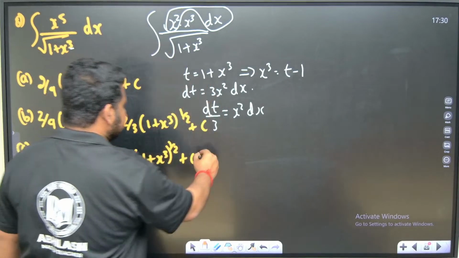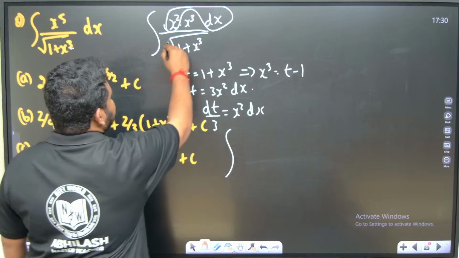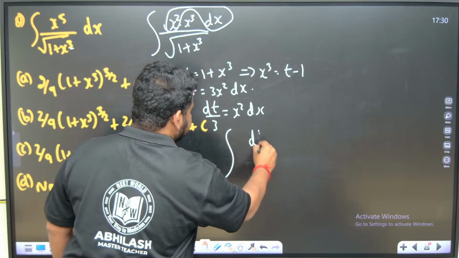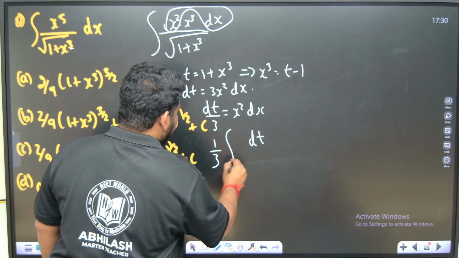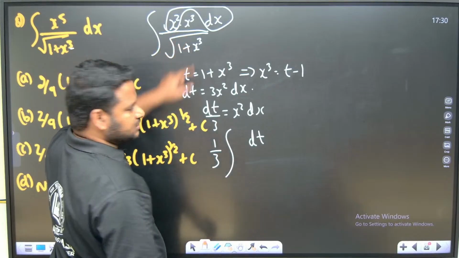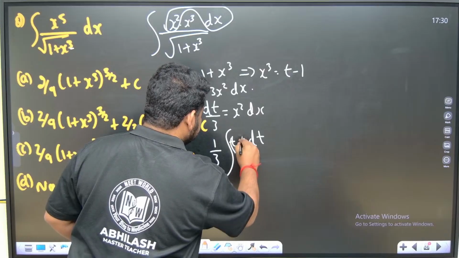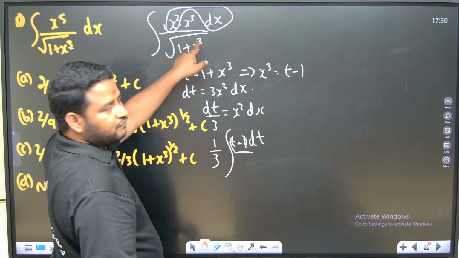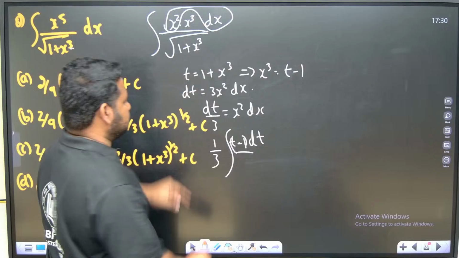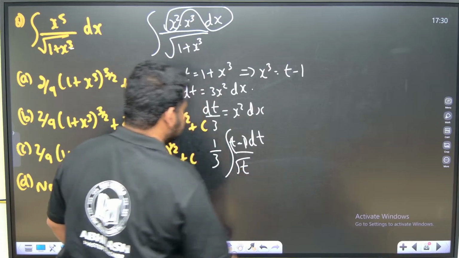So this entire integral will become: x square dx is nothing but dt by 3, so I write dt here, and this will be 1 by 3. Now x cube can be written as t minus 1, divided by square root of 1 plus x cube. I took that as t, so this will become square root of t.